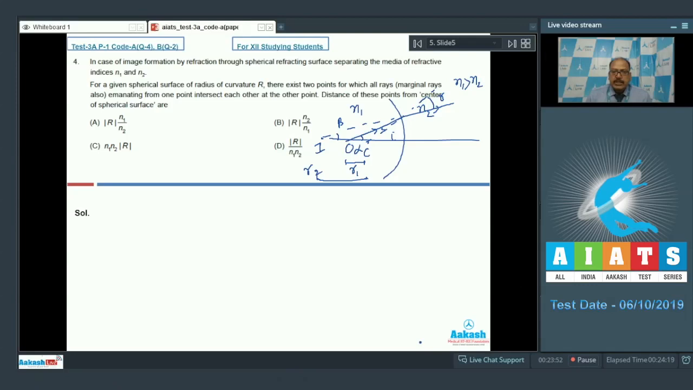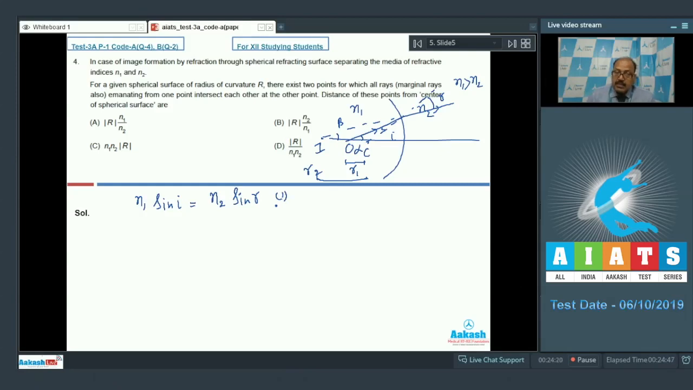Now we have to apply Snell's law. The refraction is happening at a spherical surface here. Applying Snell's law, we get N1 sin I equals N2 sin R. Right? This is one equation we have by applying Snell's law.